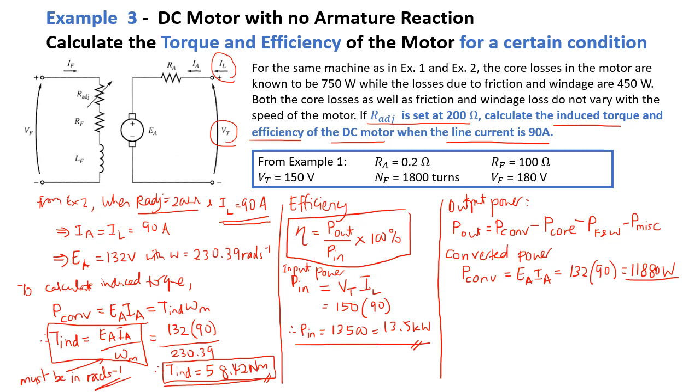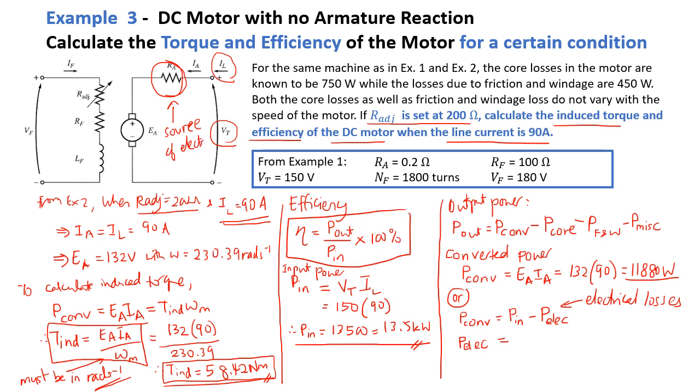Another way to calculate converted power is from the equation P converted is equal to P in minus P electrical, where P electrical is what we call the electrical losses. For the separately excited DC machine, P electrical is only at the armature side, which is related to RA. RA is the source of the electrical losses. The current through RA is IA, so the electrical loss is IA squared times RA. IA is 90 squared and RA is 0.2. So the electrical loss is 1620 watts.